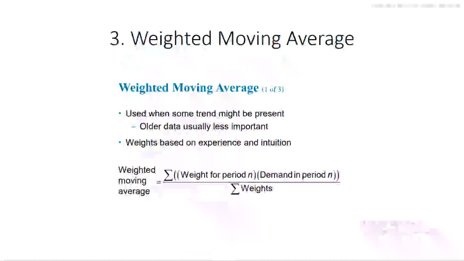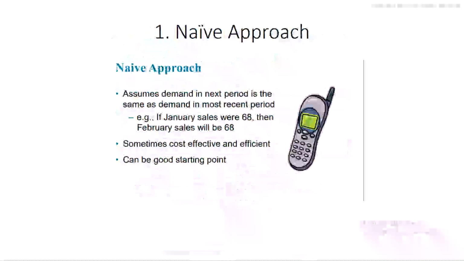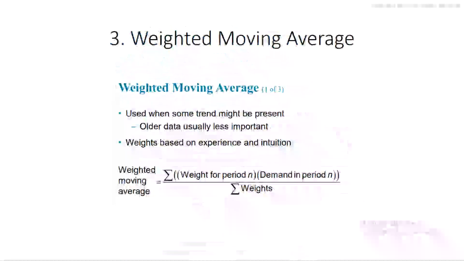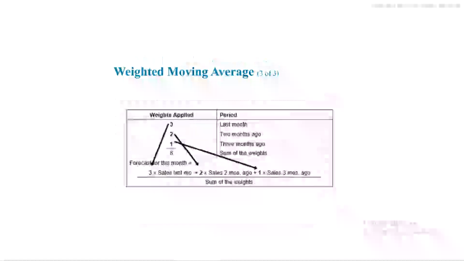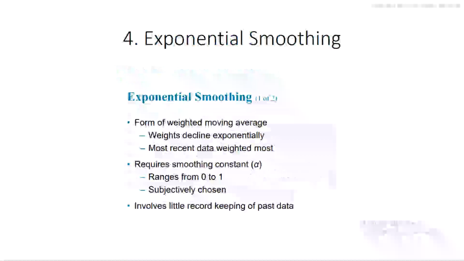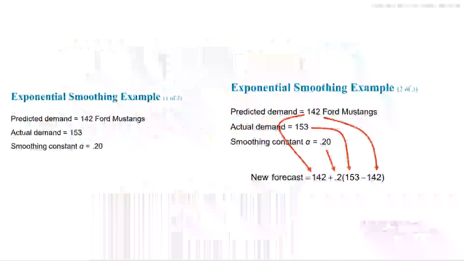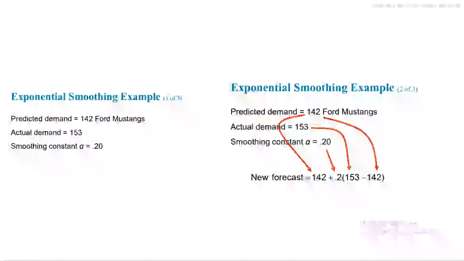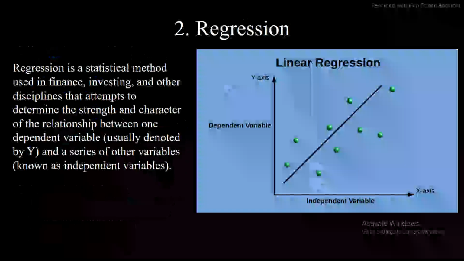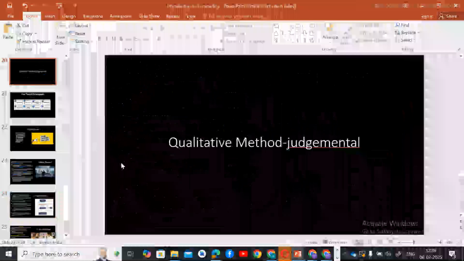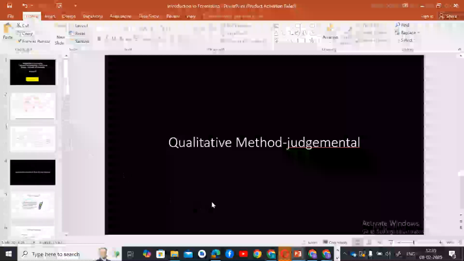If you see, the first one was the naive approach, the second is moving average, then weighted moving average, then exponential smoothing. This is how forecasting works, from the naive approach to exponential smoothing, because you are trying to improve your forecasting in that direction, and you know where you want to apply these forecasting techniques. So now this topic is over.